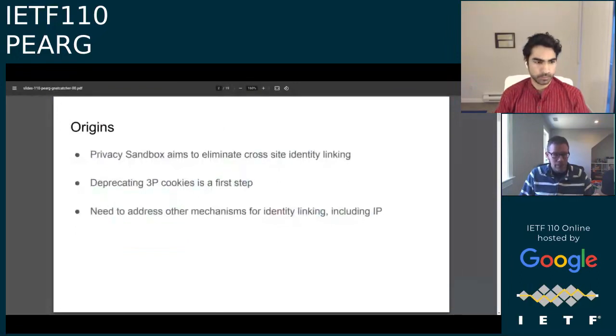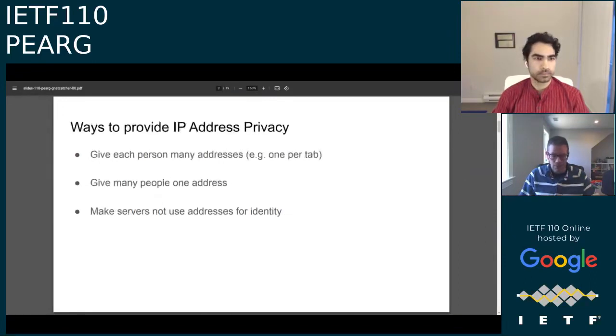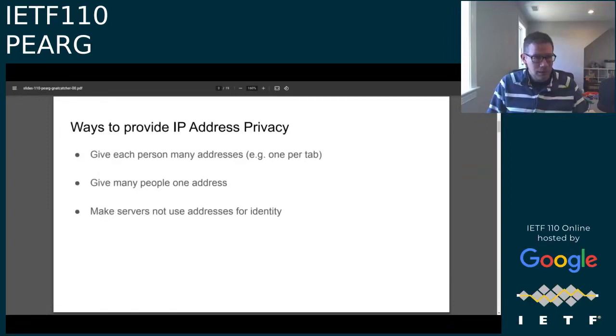So in terms of where this proposal comes from, the Privacy Sandbox team is a team that aims to eliminate cross-site identity linking. We're working towards a big first step of deprecating third-party cookies. And as we work towards that, we need to make sure that we're not allowing other mechanisms for identity linking, and IP address is a pretty big one. So how can we improve IP address privacy to prevent this linking?